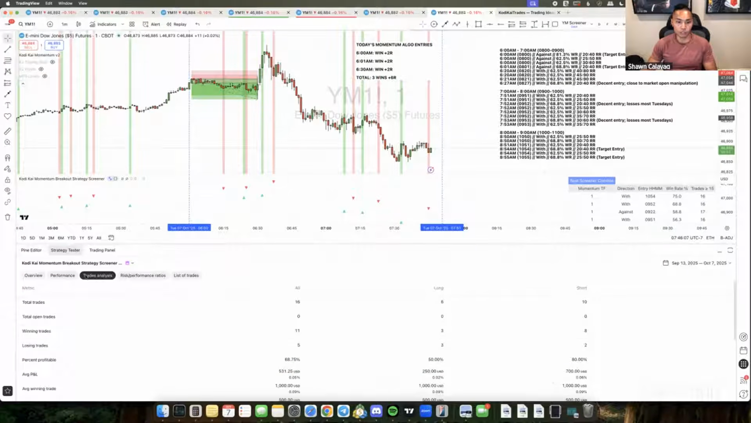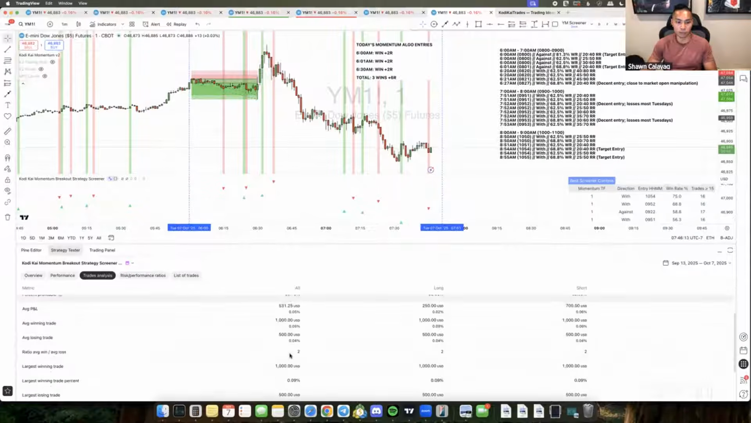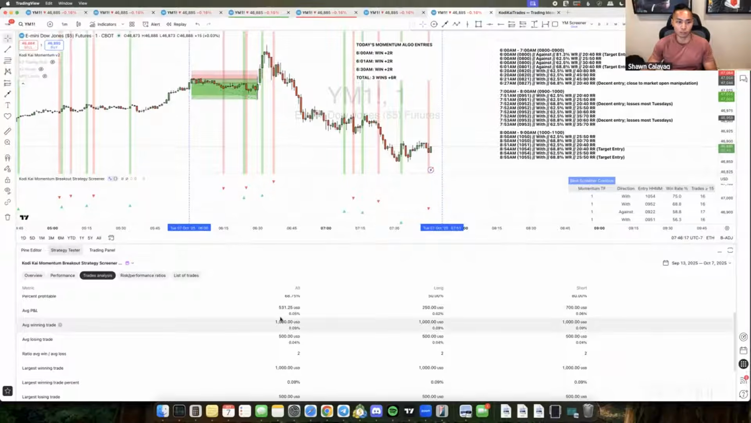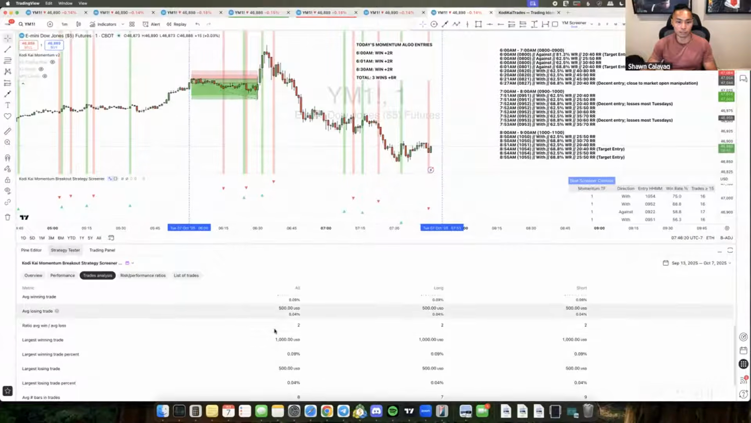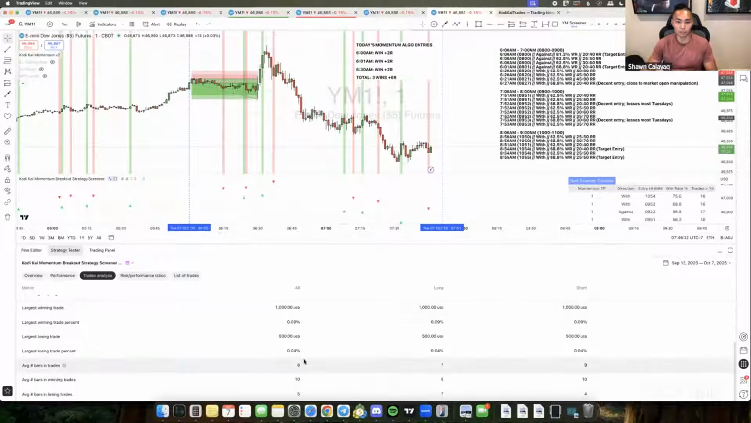Looking at the trade analysis here, 11 winning trades, 5 losing trades. Percentage profitable is 68.75. Average P&L is basically 531. Average winning trade is a flat 1,000, so it lines up perfectly, right? Average losing trade is 500. This shows you there's not a lot of manipulation, because on average it reaches the full target or full TP. There are no spikes.